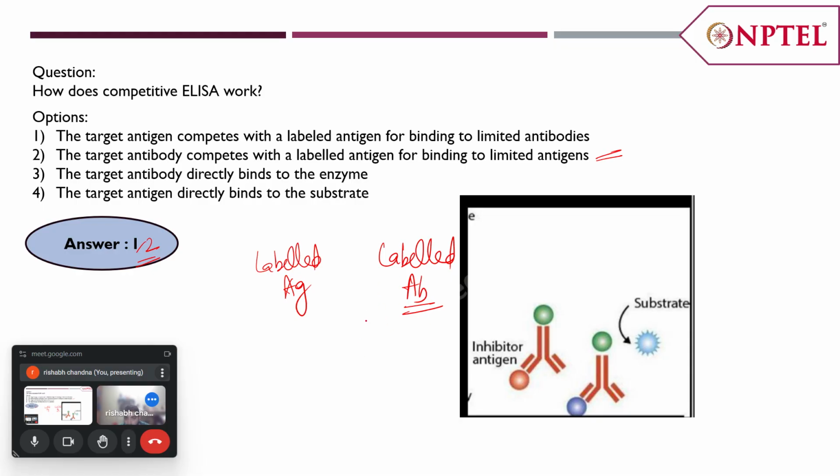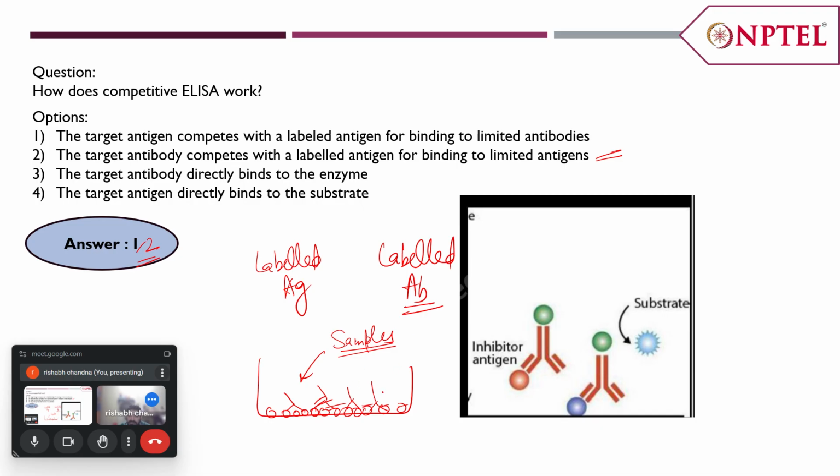In a commonly used competitive ELISA, we coat the well with a known antigen that we have to detect. Now we add our samples that would have the antibody against this particular antigen. So the antibody of our interest would bind to these antigens.